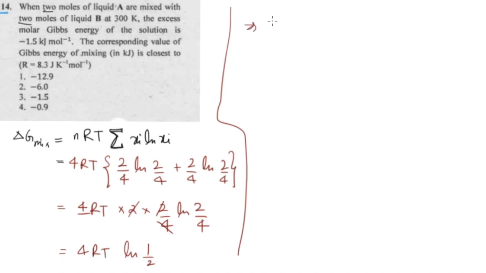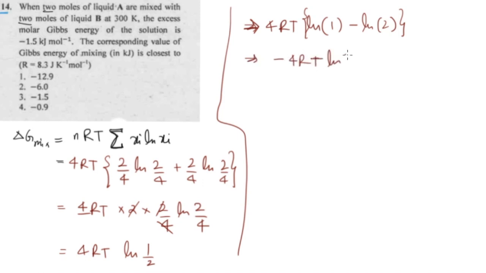So it will be equal to 4 RT, ln 1 minus ln 2. ln 1 is 0, so that will come out as minus ln 2. So minus 4 RT ln 2, that's what you will get. Now just put the values and calculate, that's all.